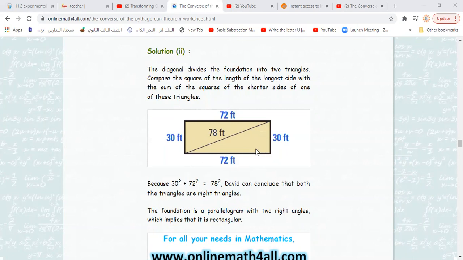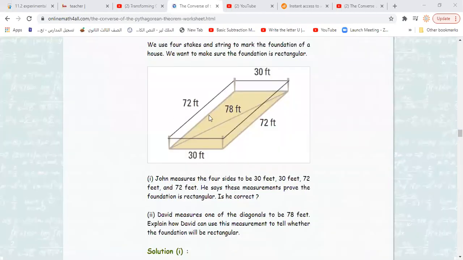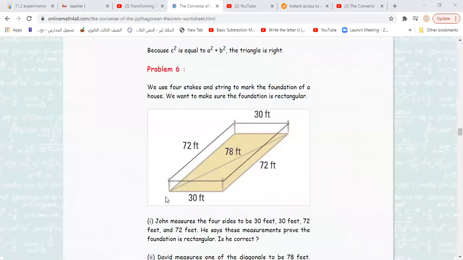Once the two triangles are right, the foundation is a parallelogram with two right angles, which implies that it's a rectangular shape. So how did we prove that this figure was a rectangular shape? It seems at the beginning to be a parallelogram, but we used 78 to the power of 2, then 72 to the power of 2 and 30 to the power of 2. We found that the square of the greatest one equals the sum of squares of the others, so it represents a rectangular shape. This was our lesson today about the converse of the Pythagorean theorem.